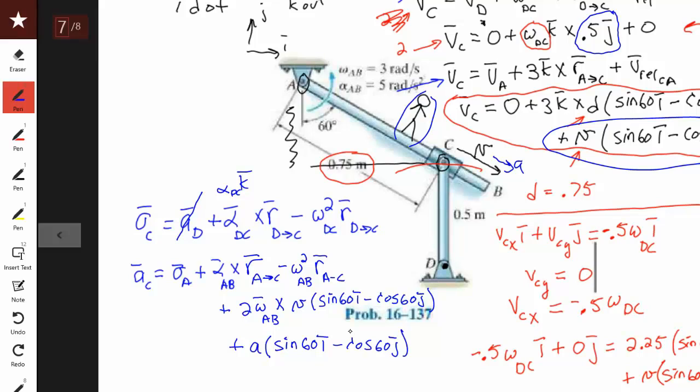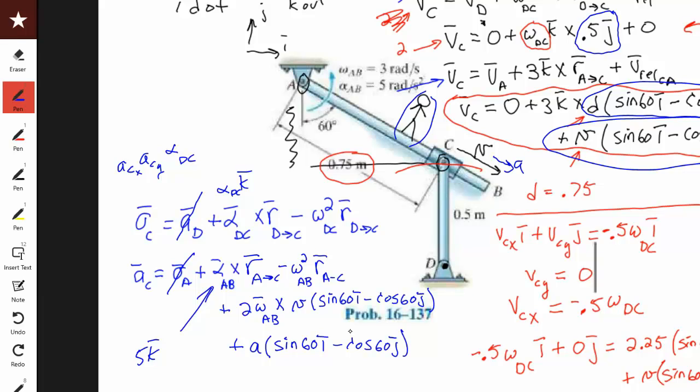The only thing that's not known here is acceleration of C. I've got 2 of them, the X and the Y of the acceleration of C. I don't know what those 2 are, and I don't know alpha of DC. So far I've got 3 unknowns. Now let's look at the next guy. The acceleration of A. Oh, that's 0. Why? Permanent contact with the ground. Alpha AB, I know that. That is 5K. The R A C, I already got that. It's this guy right here.